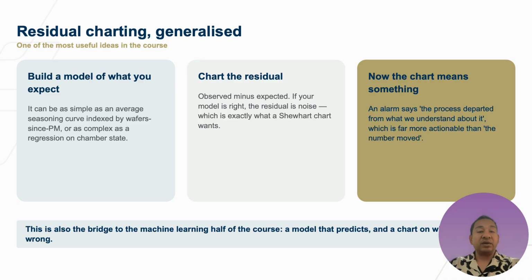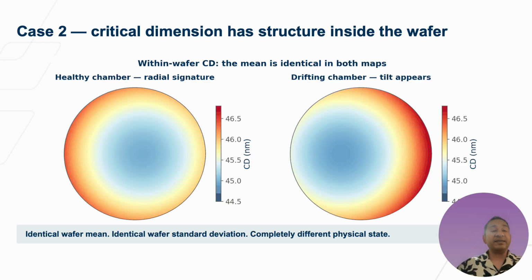Step 3, now the chart means something. An alarm says the process departed from what we understand about it. And notice the shape of it: a model that predicts, and a control chart on what it gets wrong. That is the entire structure of the machine learning half of this course. The model gets more sophisticated, a neural network instead of an average curve, and the chart on the residual does not change at all.